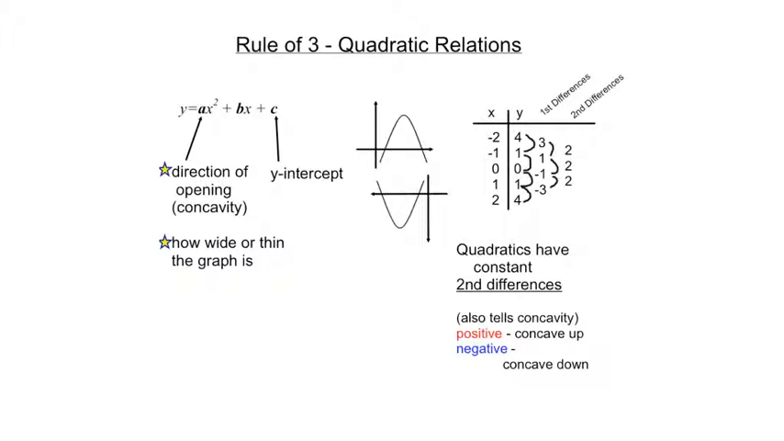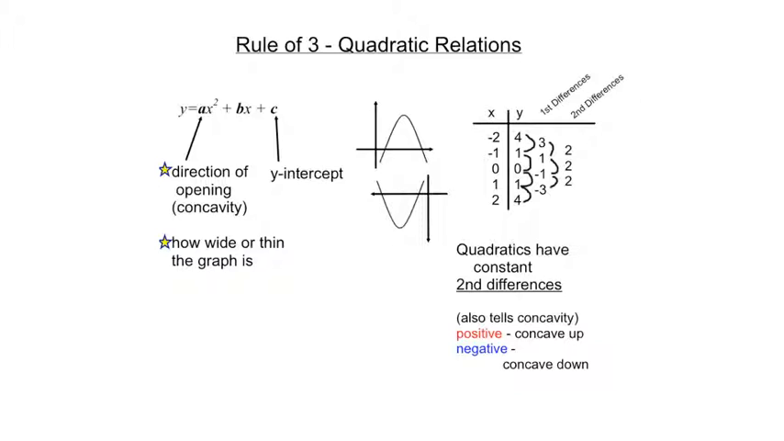Okay, so let's just quickly review the rule of 3 for quadratic relations. We know that if we have our graph in its equation form, the a value, the coefficient of the quadratic term, tells us whether we're opening up or down. So we call that the concavity. It's either concave up or concave down. It also tells us what the graph is shaped like, so whether the graph is wide or thin. We also have in the equation the y-intercept, which is the constant value we normally write at the end of the equation.